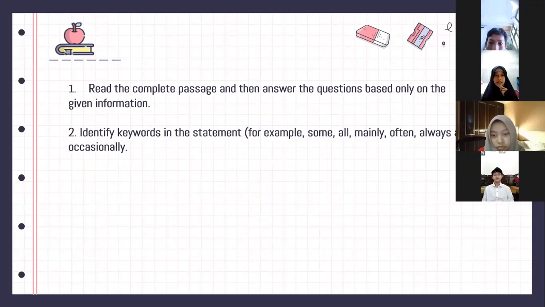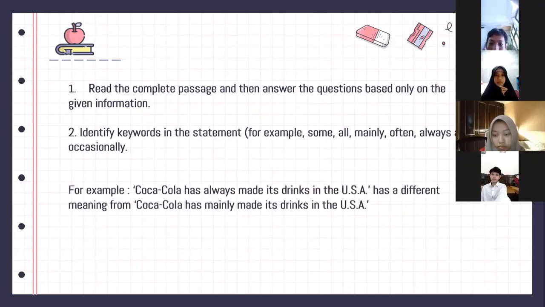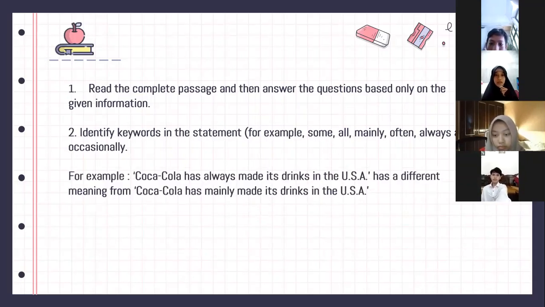The second is identify keywords in the statement. For example, some, all, mainly, often, always, and occasionally. These words are there to test if you have read the whole statement because they can change the meaning. For example, Coca-Cola has always made its drinks in the USA has a different meaning from Coca-Cola has mainly made its drinks in the USA.